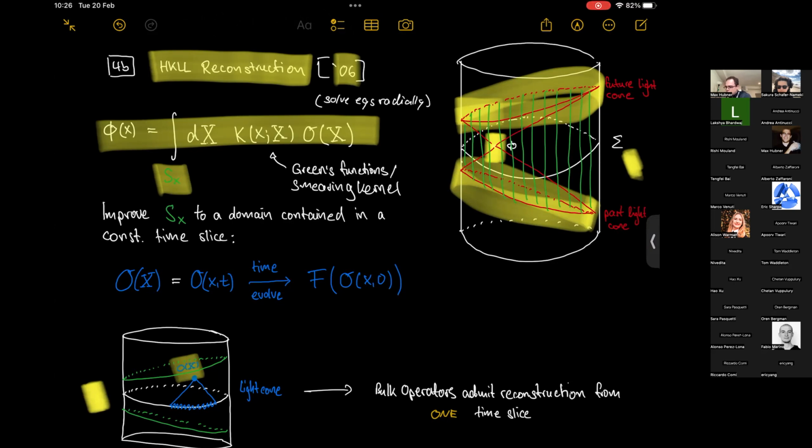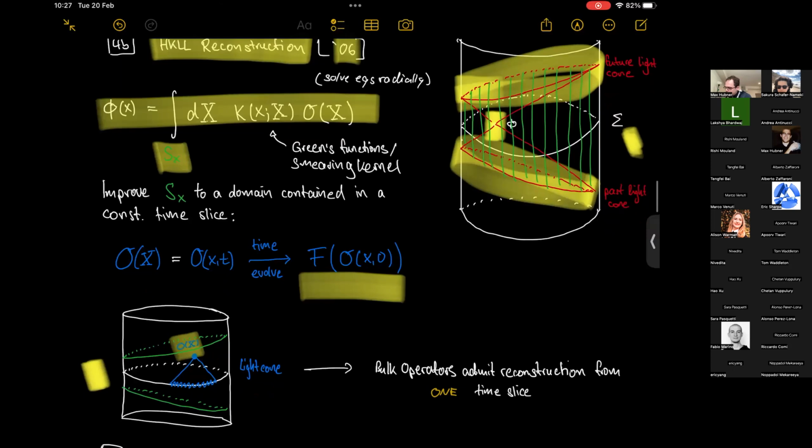Okay, so this gives us some complicated expression in terms of just these operators, but it can be done in principle. And so I can write a formula very similar to the above, with the integral just running over the one spatial slice. So I can bulk construct operators from exactly one time slice.